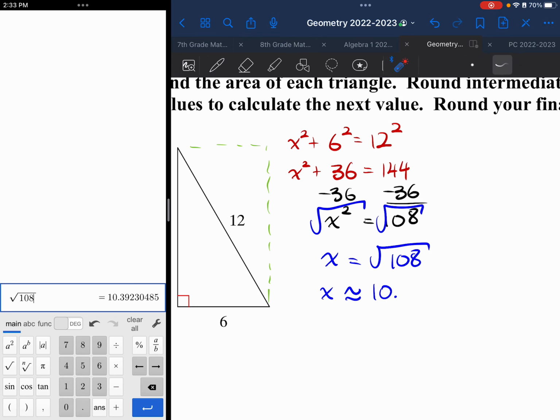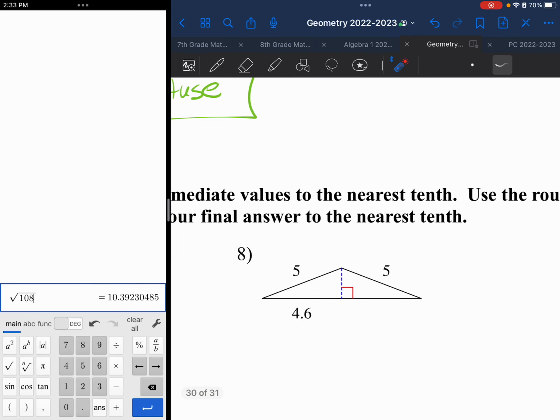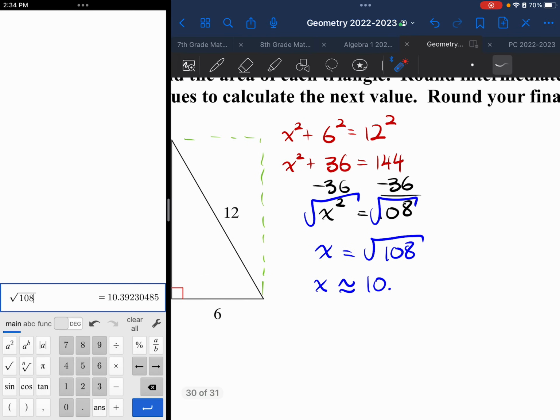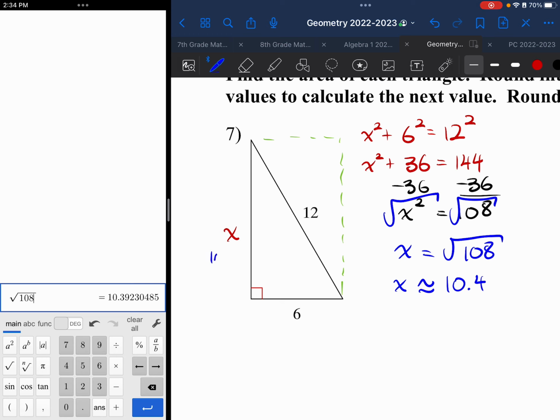You guys all read this. Round to the nearest tenth, which means 1 decimal place. So instead of saying 10.3, I'm going to round that up to 10.4. That's 1 decimal place. All right, so I have 10.4. I'll go ahead and write that there. 10.4.